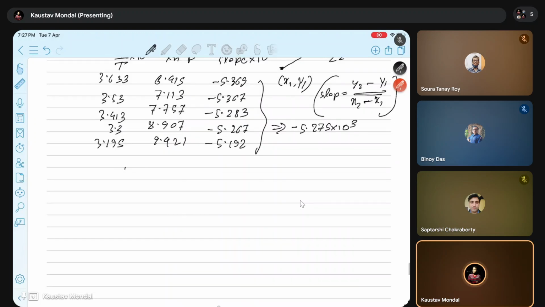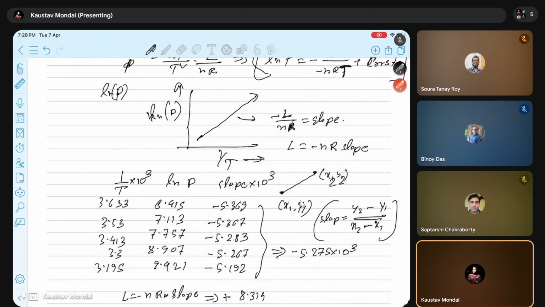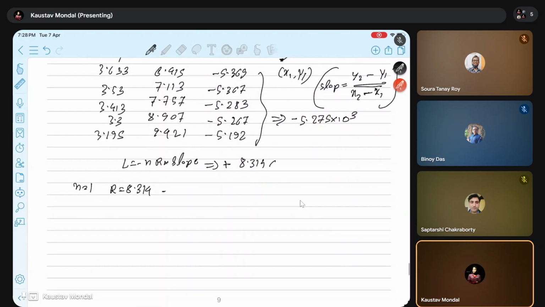The formula is L equal to minus nR into the slope. So since it's 1 mole, n equal to 1, R is 8.314. So the answer would be equal to minus 8.314 into minus 5.275 into 10 to the power 3. So it would be 42.9 into 10 to the power 3 joule per mole. So this would be the value of latent heat for evaporation.